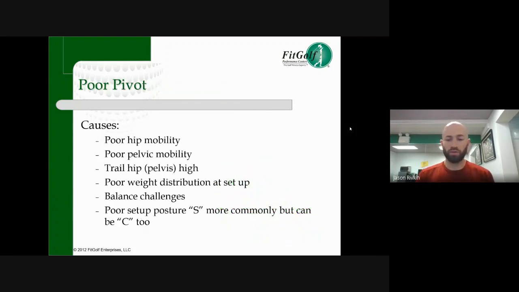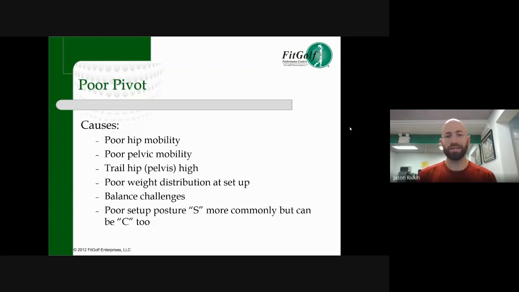Okay, so we're going to turn away from poor weight distribution and go to the next fault, which is a poor pivot. I'll define a good pivot as good rotation without excessive elevation. Essentially in golf, it's the ability to turn your hips to the right or to the left without hiking the hip in either direction excessively, which we would call reverse pivot, sway, or slide.